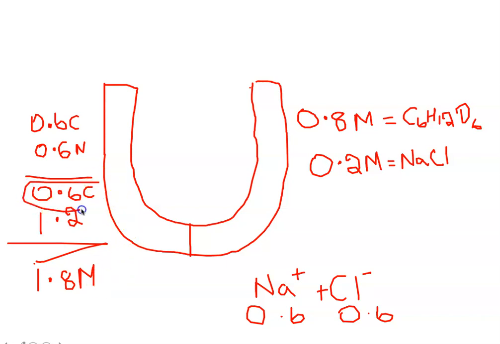The sugar is not going to break up because it is covalently bonded, and in water it's not going to break up. On this side, then you have the same thing, 0.2 of Na plus and 0.2 of Cl minus. So you're going to have 1.4, so that's 2 molar. So this side is going to be more hypertonic, like this side is going to be hypotonic to this side.